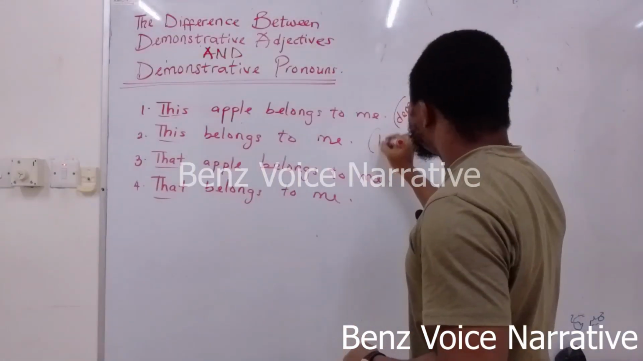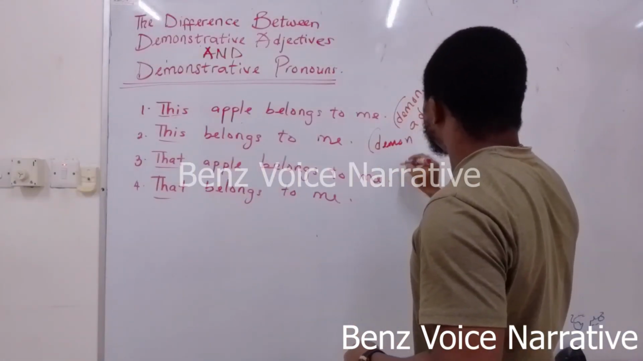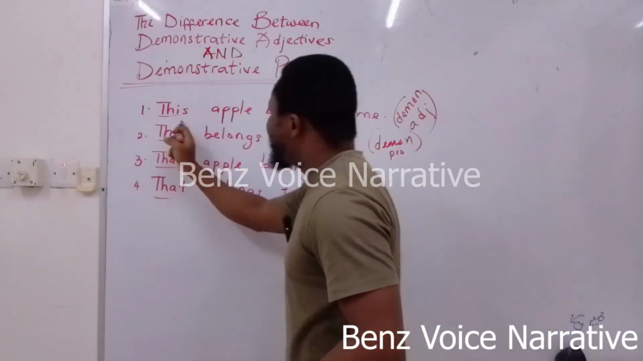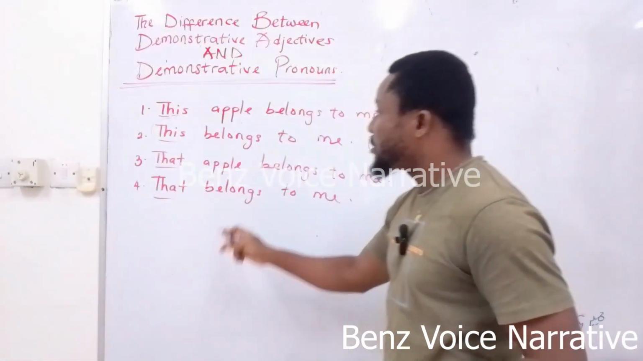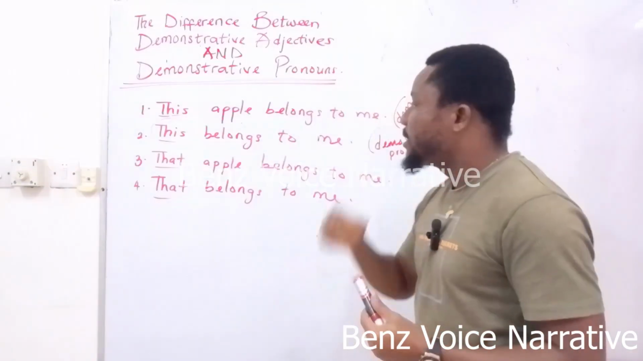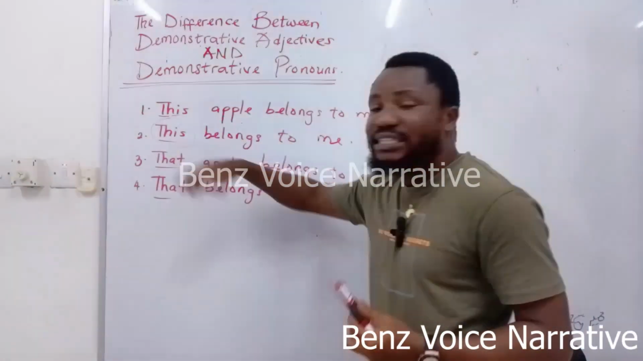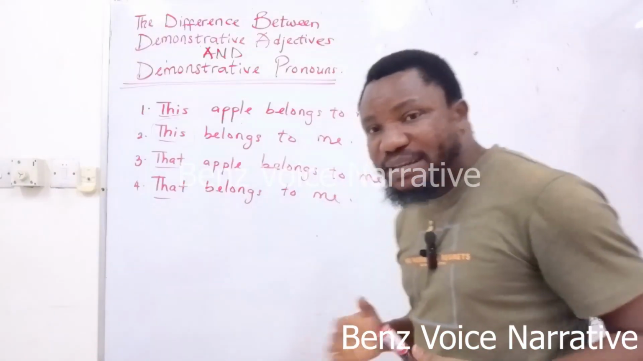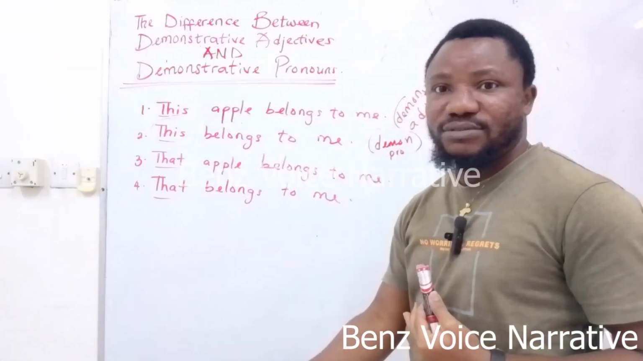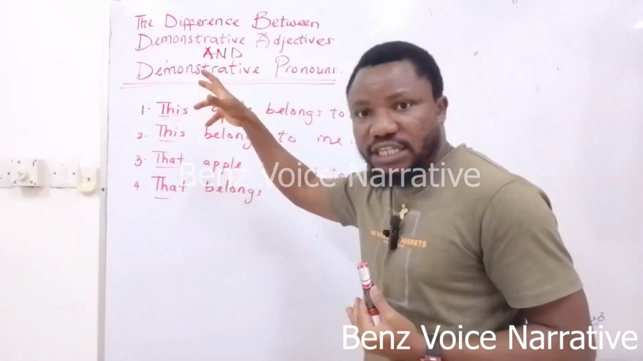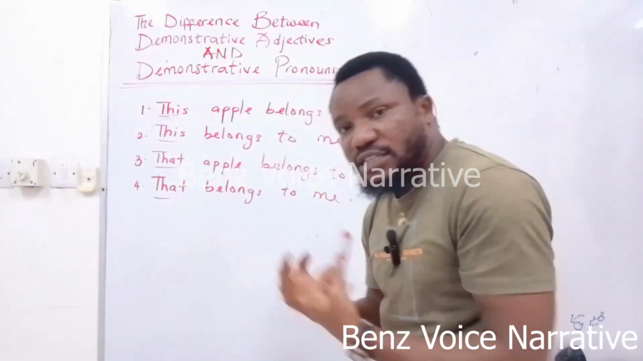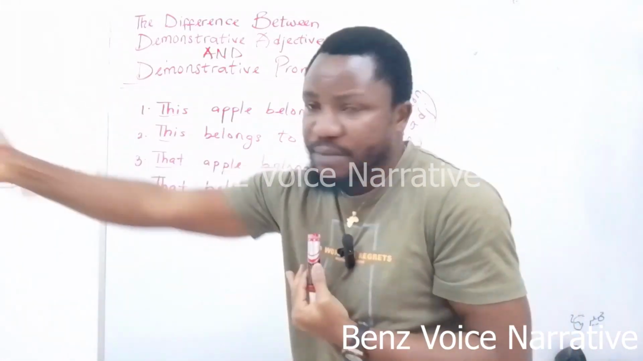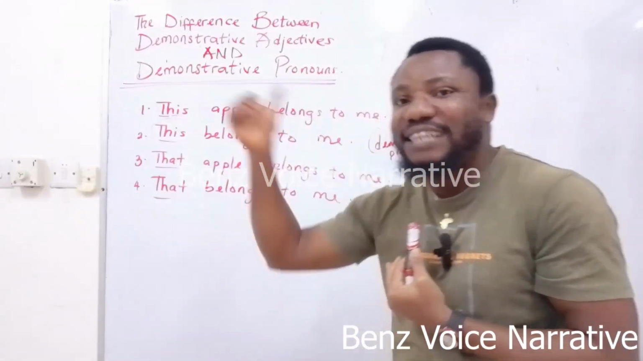Here, demonstrative pronoun. So this is a demonstrative pronoun. So the "this" in this place, in the second example, is a demonstrative pronoun. Why? The reason is, the demonstrative pronoun does not attract a noun. It simply replaces the noun. The demonstrative adjective must attract the noun because it has to point, it must describe, it must modify the noun.